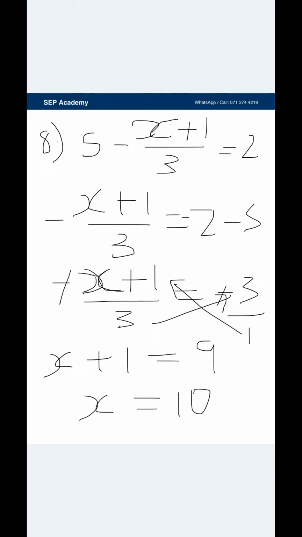Nope, not 10. Why am I saying it's 10? It should be 8. You see the problem with not doing a full step, you end up making mistakes. You need to take this to the other side. It will become 9 minus 1, where x is equal to 9 minus 1, that is 8. So that should be the end of it.